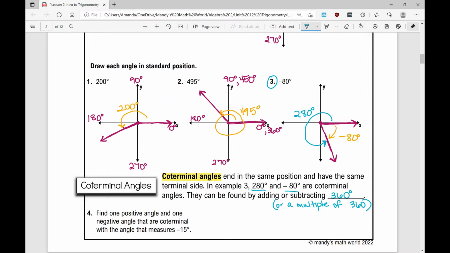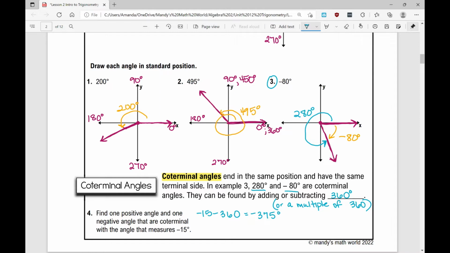So number 4 says find one positive angle and one negative angle that are coterminal with the angle that measures negative 15 degrees. Well, I can add 360 or subtract 360 to get a coterminal angle. So if I take negative 15 and I subtract 360, that'll give me an angle that's negative. And I get negative 375 degrees. So if I were to show the angle negative 375 degrees in standard position on the coordinate plane, and the angle negative 15 degrees in standard position, they would look the same. They end in the same position, okay?